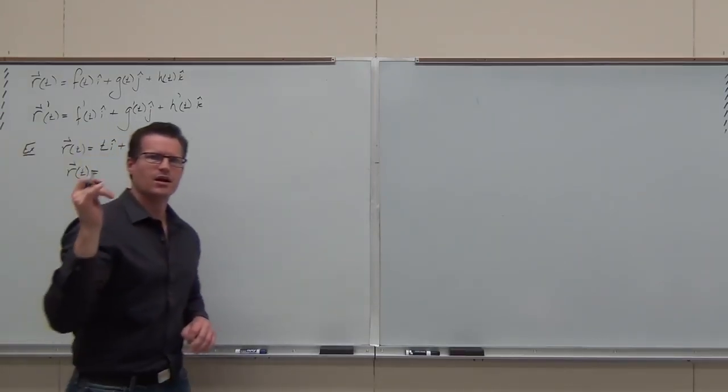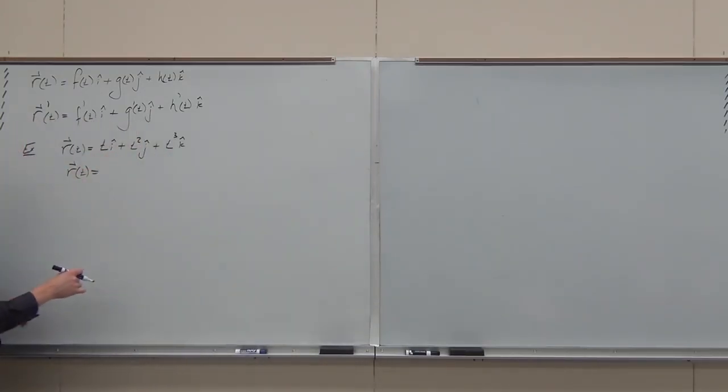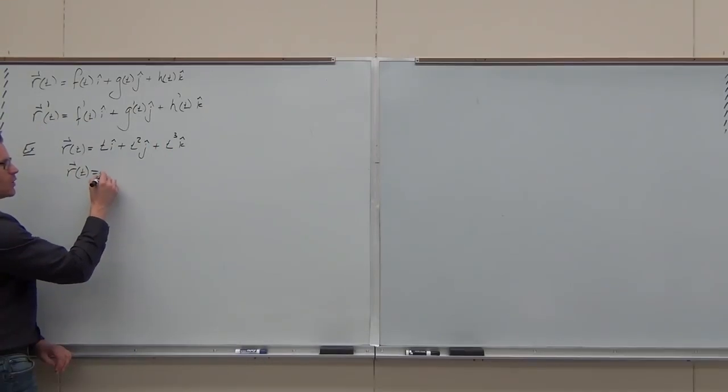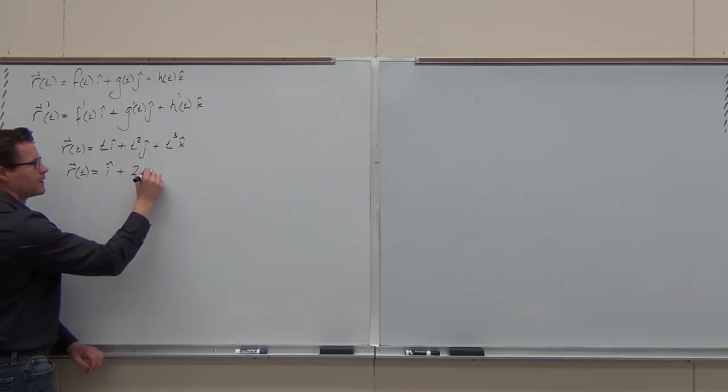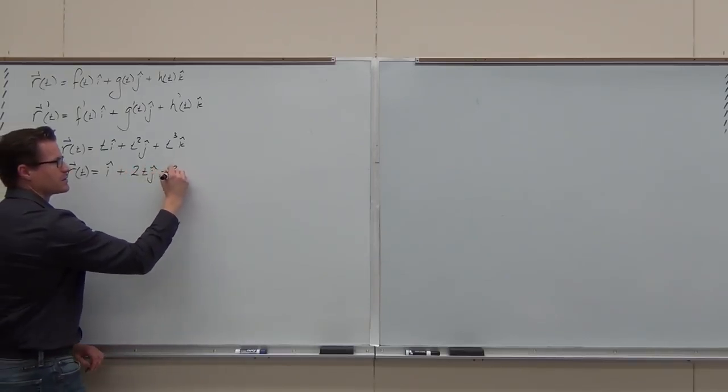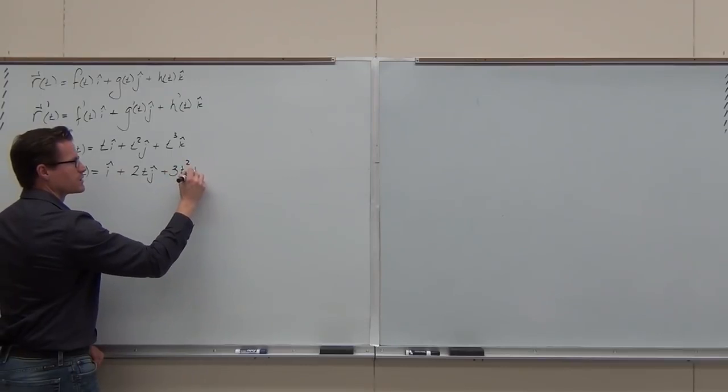Everybody in class right now, tell me the derivative of t with respect to t. 1, and then we have what? How about the next one? What are we going to get? 2t. And last one, please. 3t. Good, don't forget the squared.